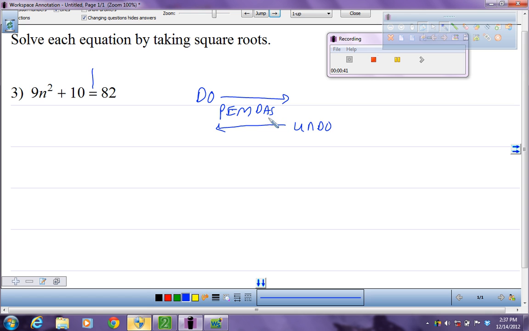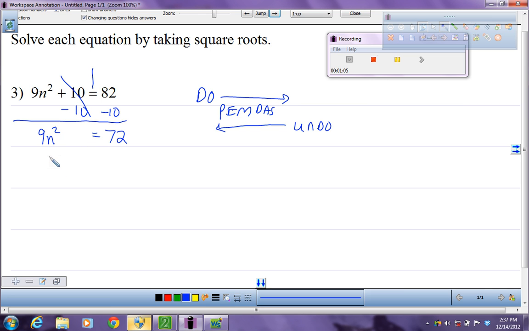So in this case, I need to add and subtract first. So I'm not going to get rid of the 9 first, that's multiplying. I need to get rid of the 10 first, that's adding. And of course, I do it by the inverse, so the opposite of adding is subtracting. So in this case here, I get 72 positives.